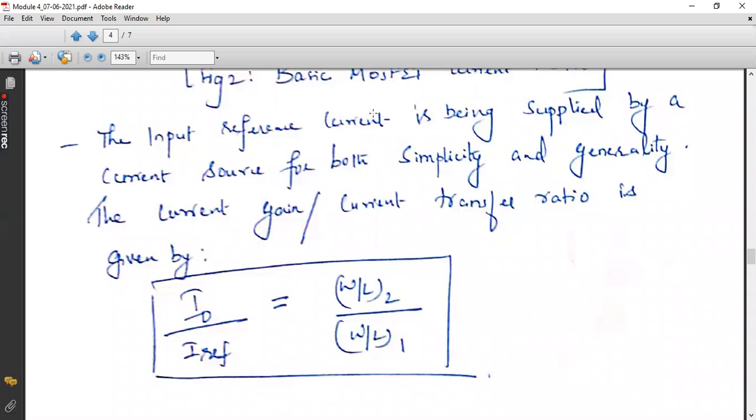The input reference current is being supplied by a current source for both simplicity and generality, and the current gain, or the transfer function. Current gain is the ratio between the input and output current. Your input current is IRF and the output current is I naught, which is given by the ratio of their respective aspect ratios. I naught by I reference is called the current transfer ratio or current gain. Based upon this equation we can generate the required current at the output. But for a current mirror, this ratio will always be 1:1, so that I naught will be equal to I reference.